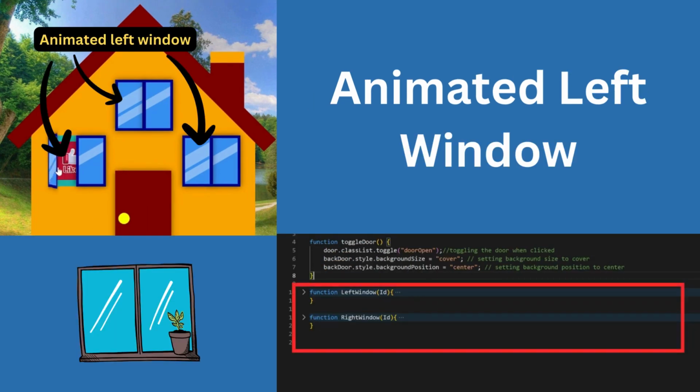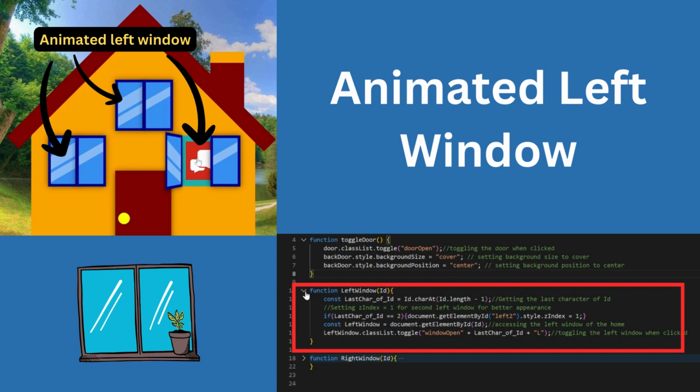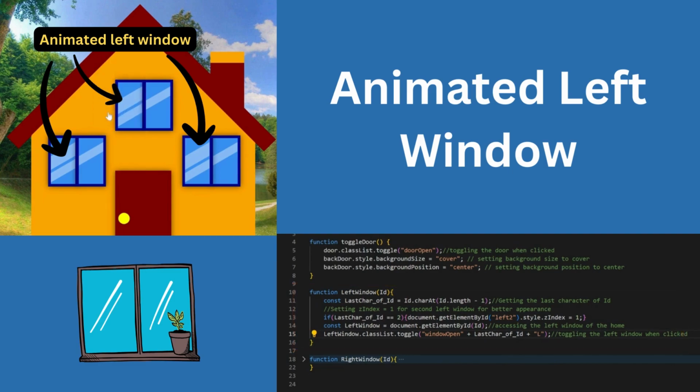Now, we will create the left window function to open and close all the left windows. For each left window, we have the ID attribute as left plus a digit. For instance, left 3 denotes the left side of the third or top window. Thus, we can easily access the ID attributes for each window by getting the last character of their ID. Similar to the door, when the left window is clicked, it switches its class from window to window open.